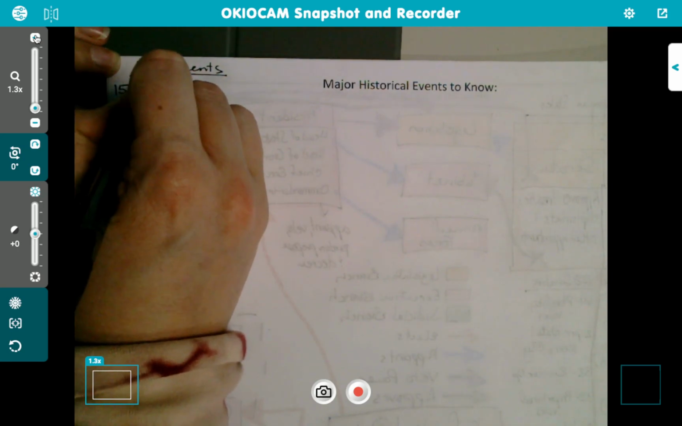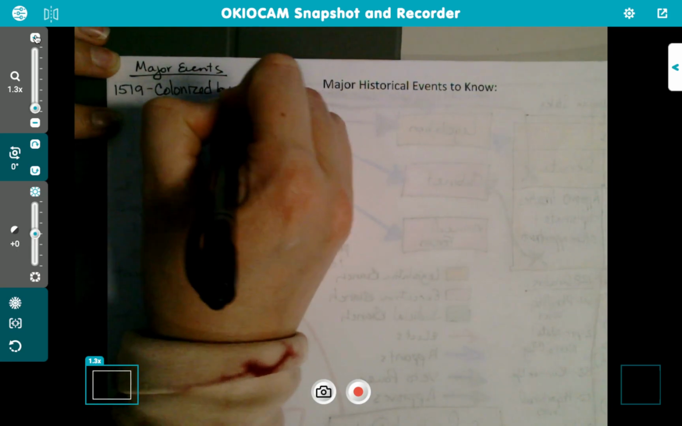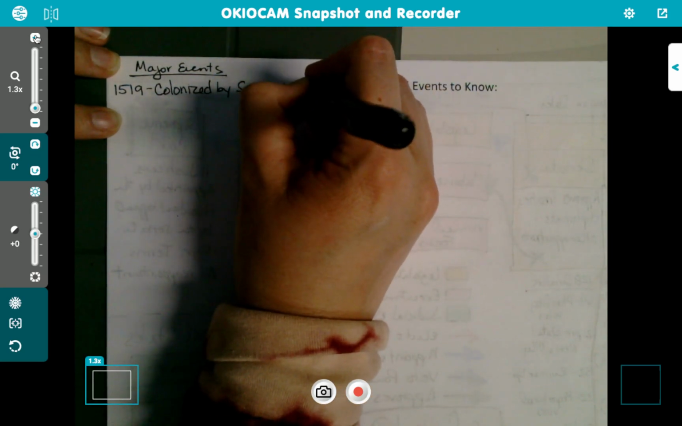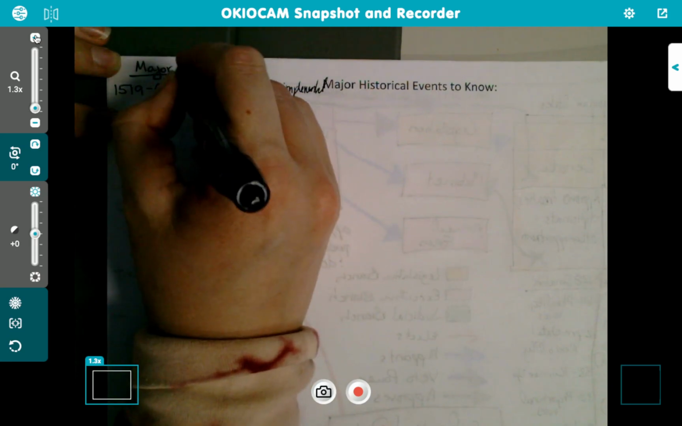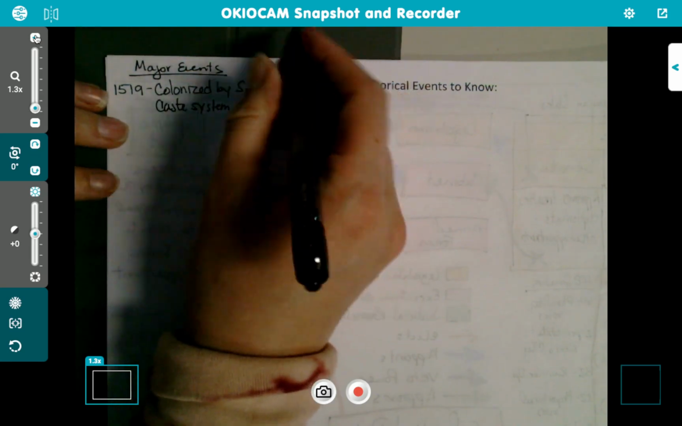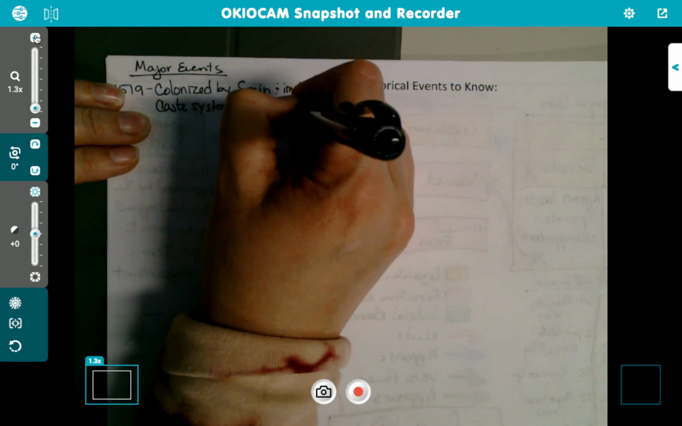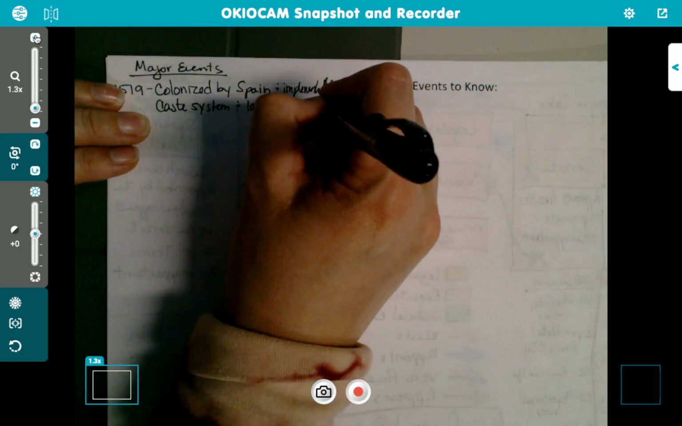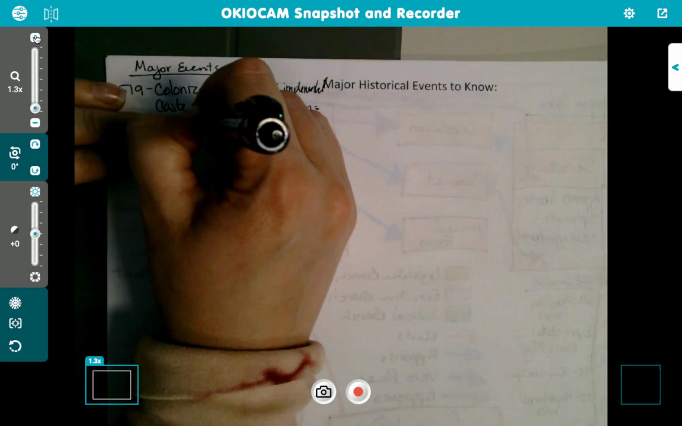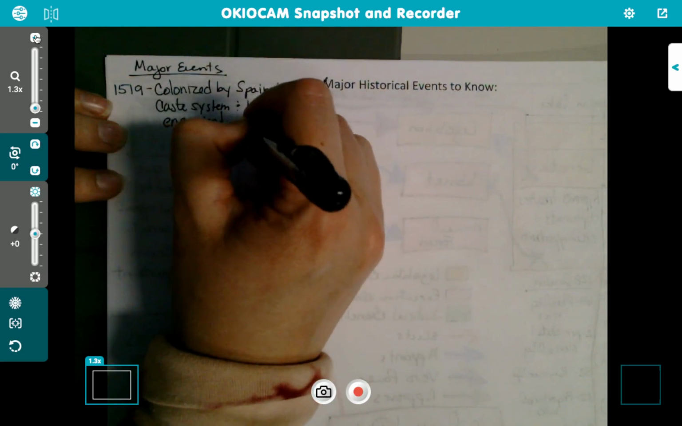1519, colonized by Spain. And implemented caste system. And land system. And what is it called, Jordan? The land and caste system. Yeah. And encomienda system.